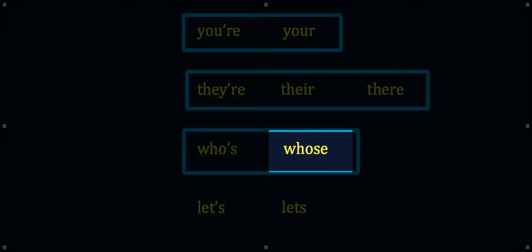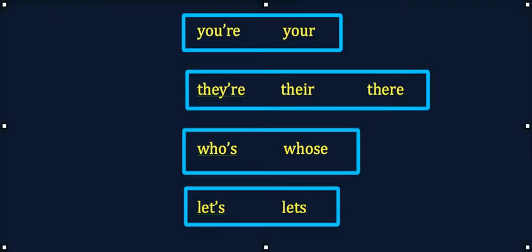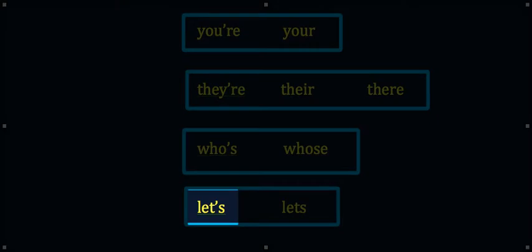And the last set is let's and lets. Once again, the first one, you're really saying let us go home. You're getting rid of the u, contracting it with the apostrophe, and saying let's go home. And the other one is a verb form for let. He lets us go home.